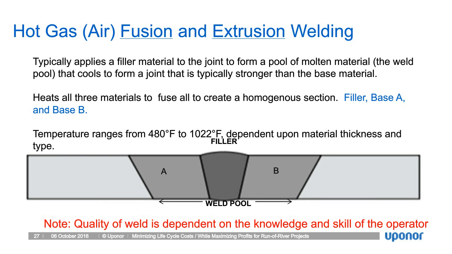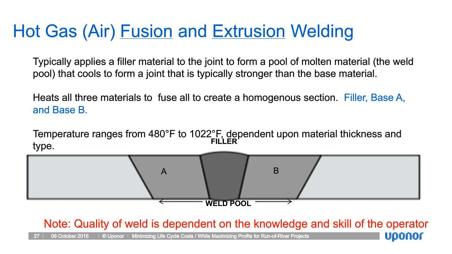It's one method of welding the pipe, through air fusion and extrusion welding. They basically both accomplish the same thing. It typically applies a filler material to the joint to form a pool of molten material, called the weld pool, that forms a joint that is typically stronger than the base material. Actually, not typically. We state that the joint in the field is stronger than the pipe itself.